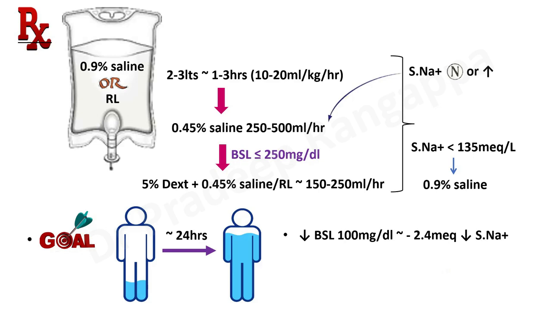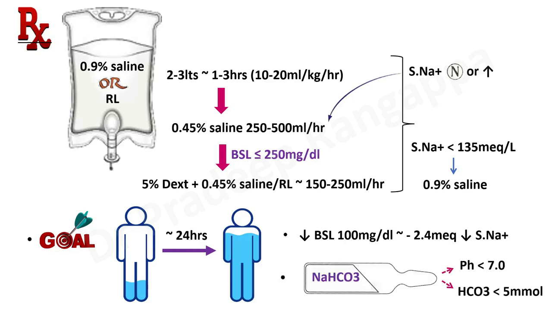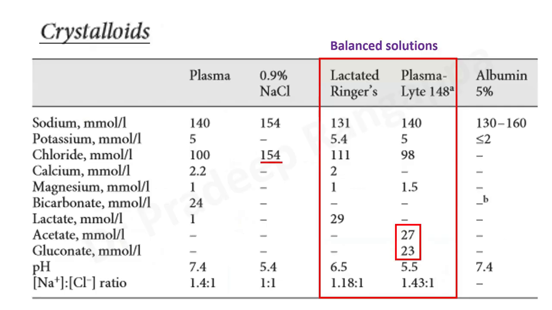Is there a role for soda bicarb? In HHS, hyperglycemic hyperosmolar state, there's no role for soda bicarb. Here, sodium bicarbonate could be considered if pH is less than 7, or if the bicarb is very low, less than 5 millimoles, you can administer sodium bicarbonate.